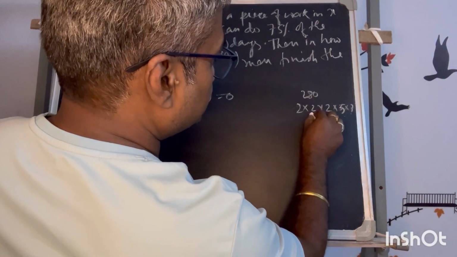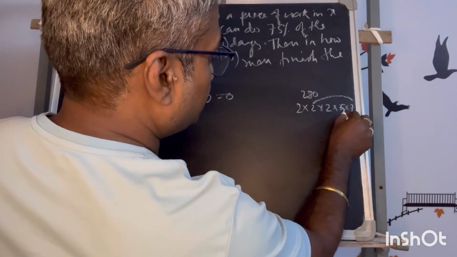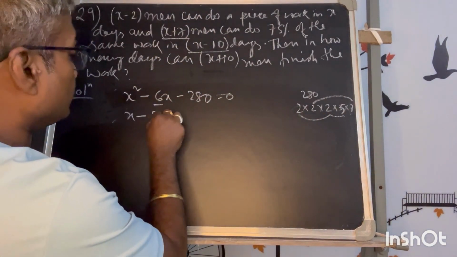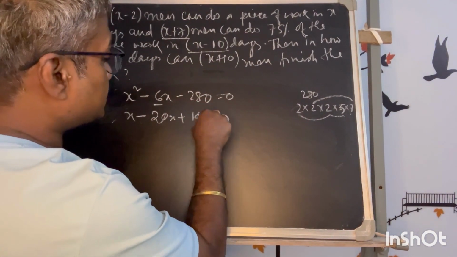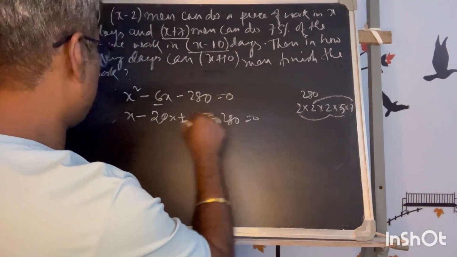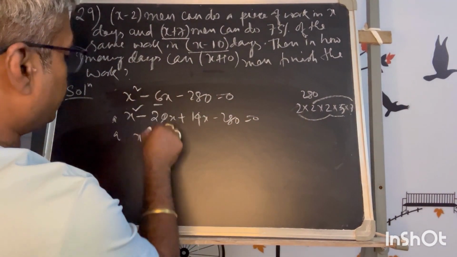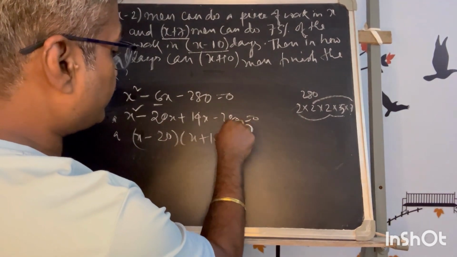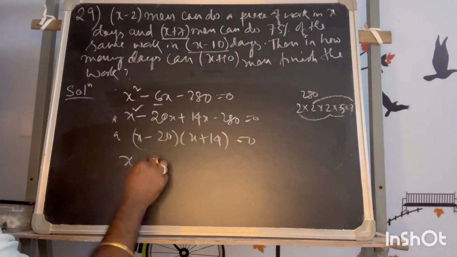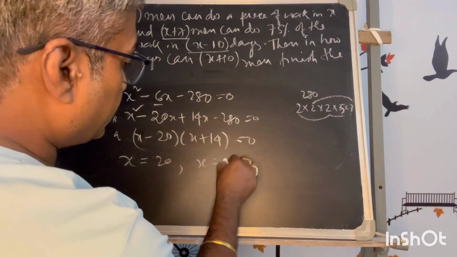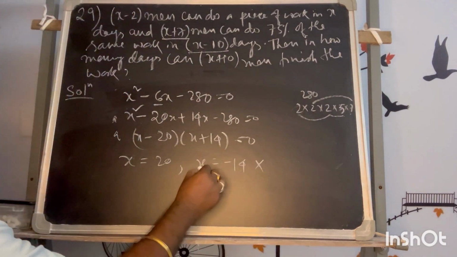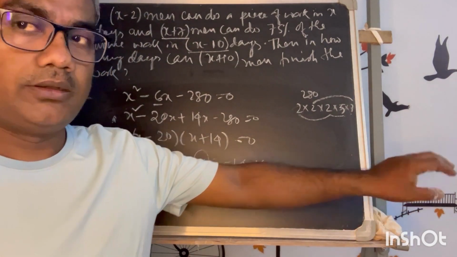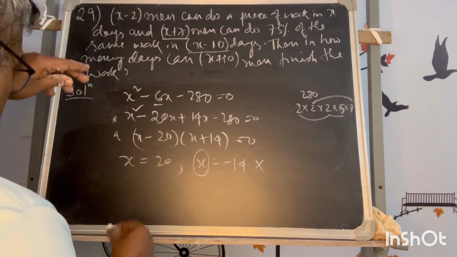So 7 into 20 minus 14 into... so 20x minus 14x minus 280 is equal to 0, that is x minus 20 and x plus 14, so x is equal to either 20 or x is equal to minus 14. So minus 14 cannot be taken because this is the quantity which represents men. Men cannot be negative, so I will adopt the answer 20.